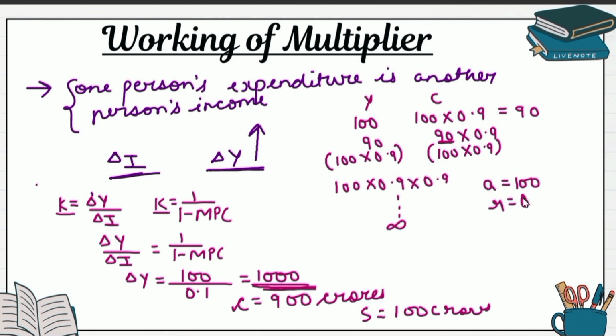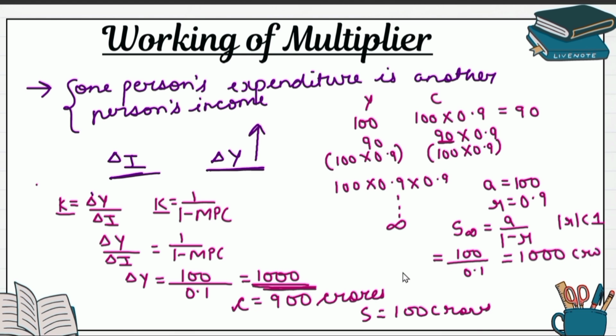This is a geometric progression where my A is 100, my R is 0.9, and if I have to find the sum to infinity, it would be A upon 1 minus R, where R should be less than 1. My A is 100. 1 minus R is what? 0.1. So again, I am getting 1000 crores as my total change in income.